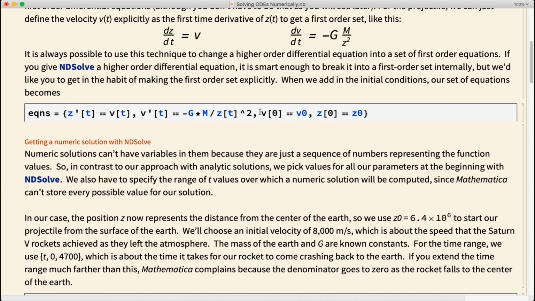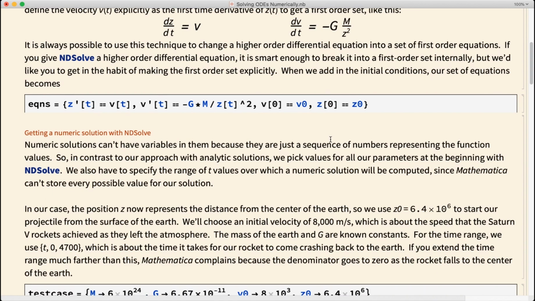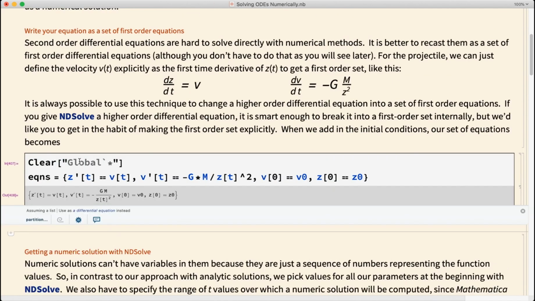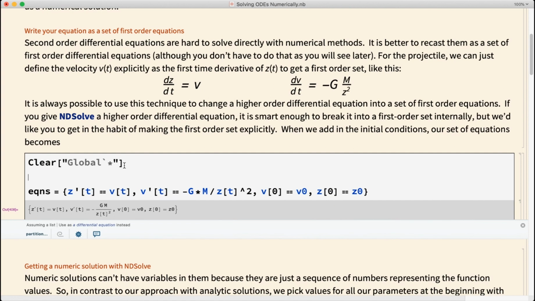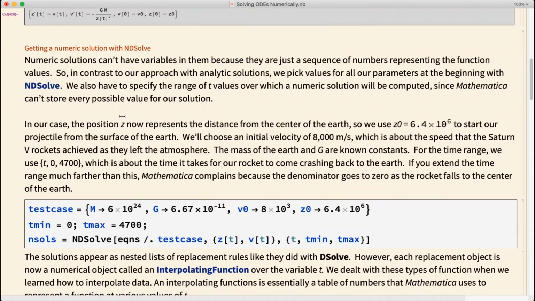And then I've got my initial conditions, which I can keep pretty general. The velocity at time 0 is equal to v naught. The position at time 0 is equal to z naught. Okay, there we go. Needed to declare that, again, an important thing to do. So now I've got a list of our mathematical relationships that I'm going to put into NDSolve right now. All right, so let's go down here.